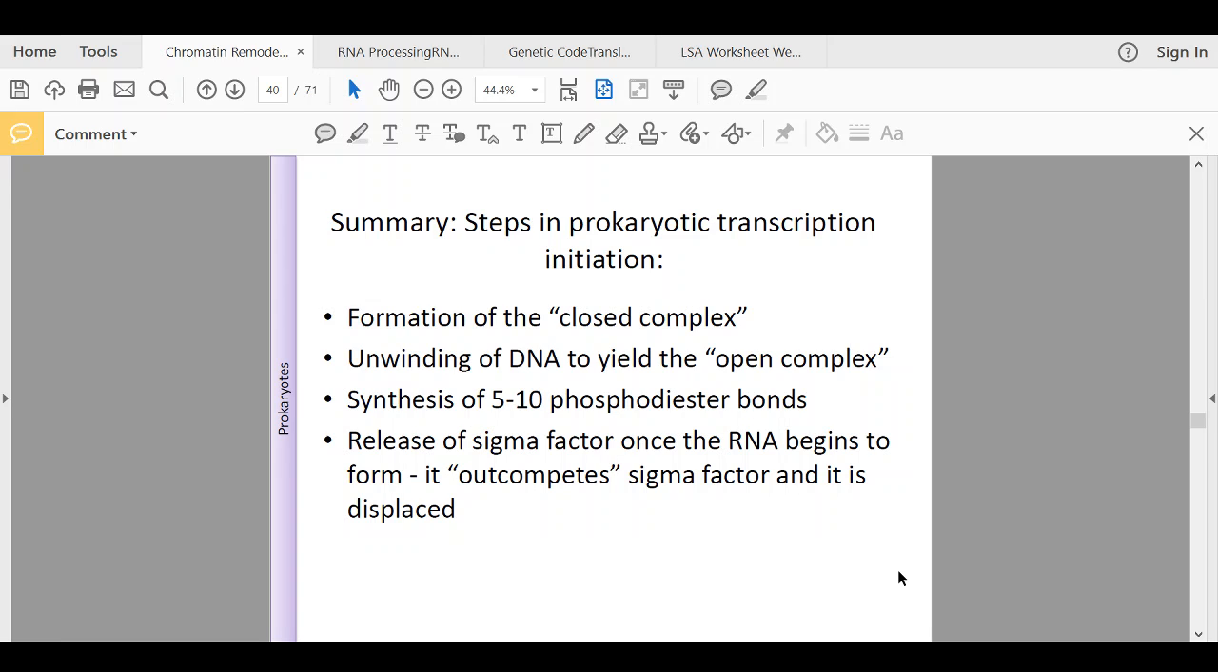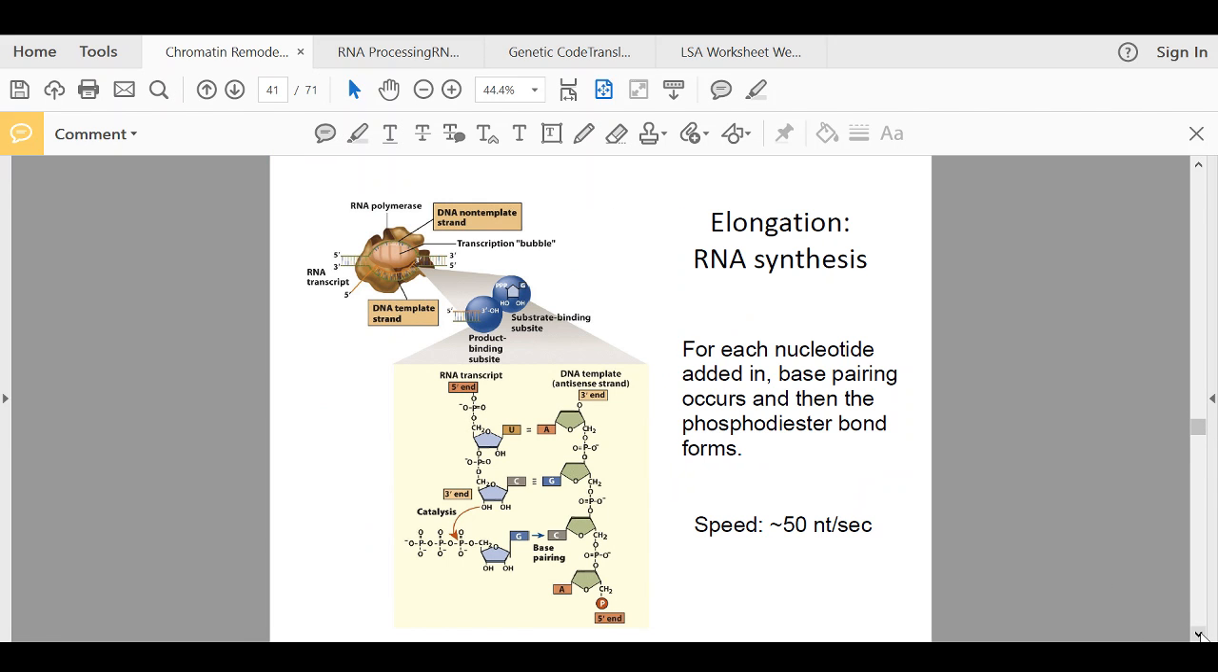So let's talk about the steps in prokaryotic transcription. Initiation: you have formation of the closed complex, then the unwinding of DNA to yield the open complex by the sigma factor. You have the synthesis of 5 to 10 phosphodiester bonds, equating to 5 to 10 nucleotides. Release of the sigma factor occurs because the RNA begins to form and outcompetes the sigma factor. And so then we can proceed into elongation of RNA synthesis.